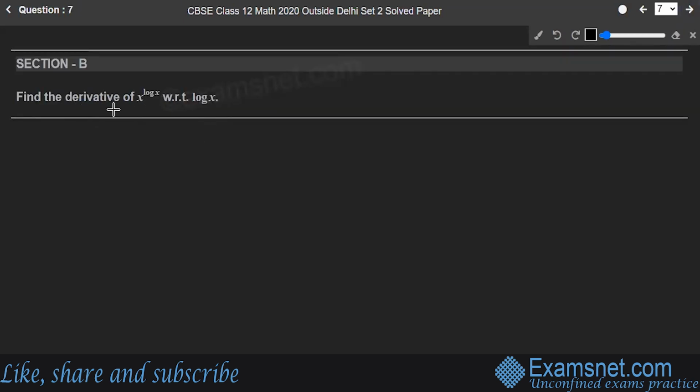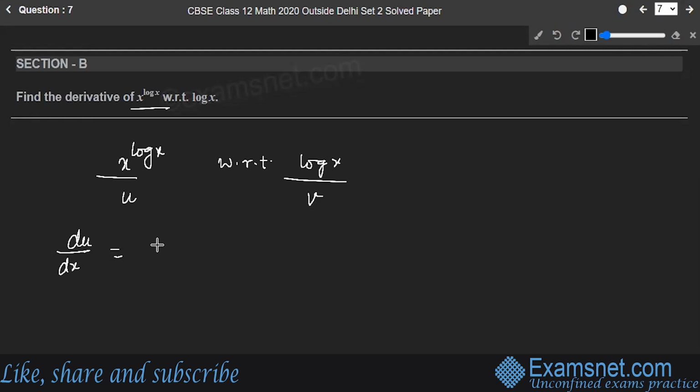So here, we are starting with section B, you have to find out the derivative of x raised to power log x with respect to log x. See, in such type of questions, always what we will do, I will take these two functions separately and then find out their derivatives with respect to some common variable and then divide the two. Let's understand. Let's say this is equal to u and this is equal to v. So what will be du by dx?